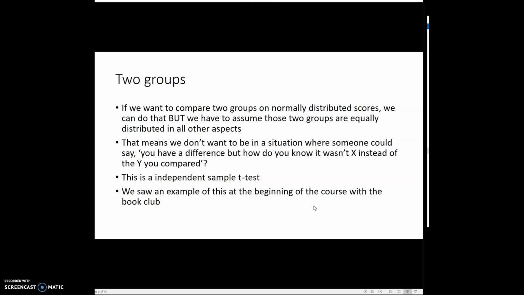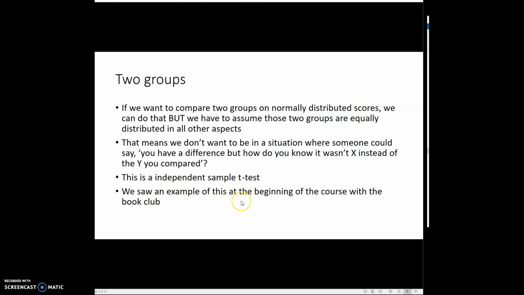You don't want to be in a situation where someone could say that you have a difference, but how do you know it wasn't X instead of Y that you compared? How do you know it wasn't ethnicity? Or how do you know that it wasn't gender? Or how do you know it wasn't socioeconomic status? All that being said, the way to compare two groups is an independent samples t-test or an unpaired t-test.